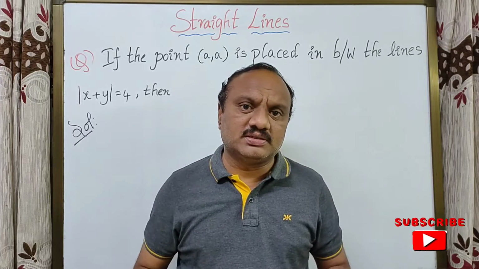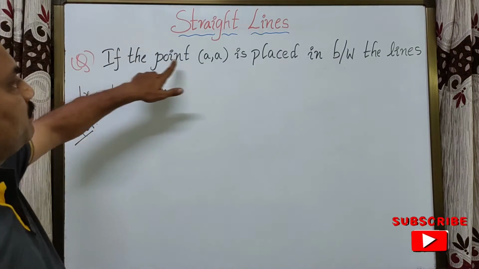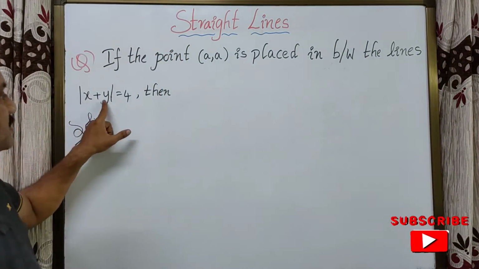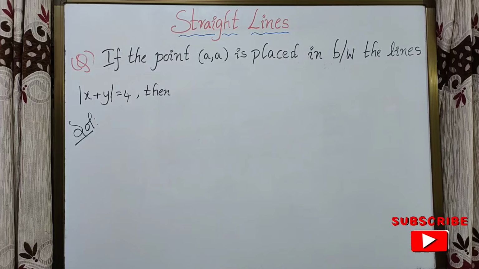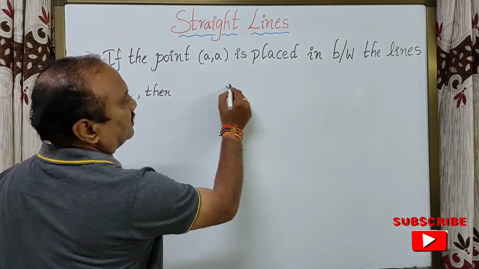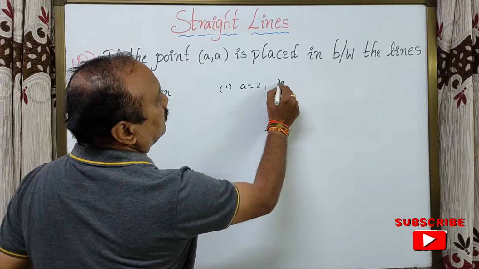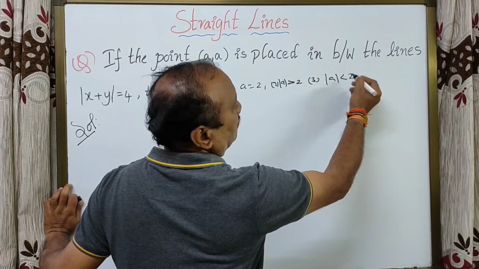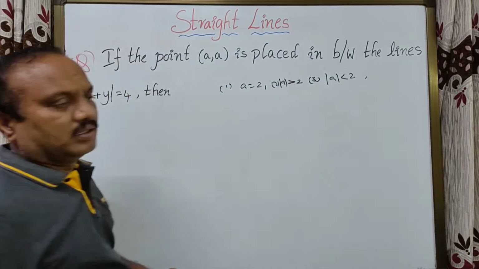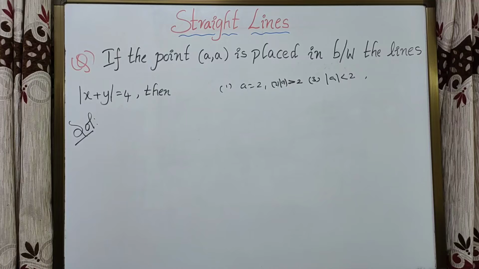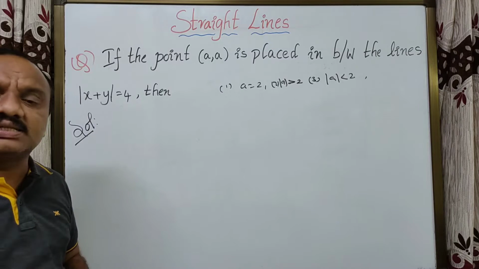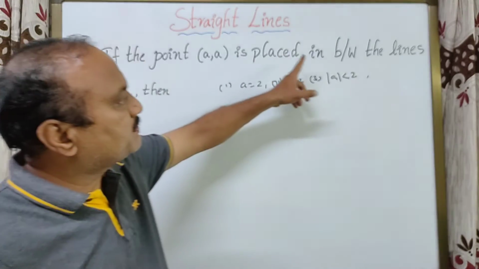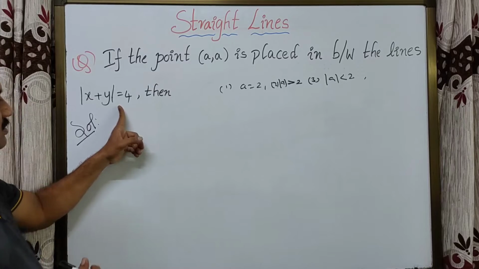Very important model. See, if the point (a, a) is placed in between the lines |x + y| = 4, then the options are like this: first, a = 2; second, |a| > 2; third, |a| < 2; fourth one is none. Very important students, listen here carefully. The point (a, a) is placed in between the lines given.